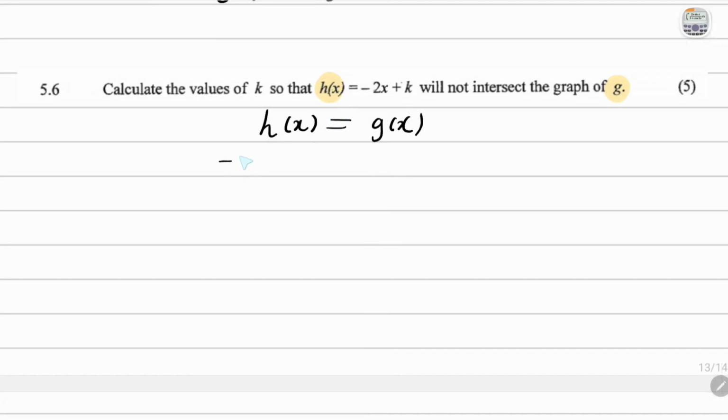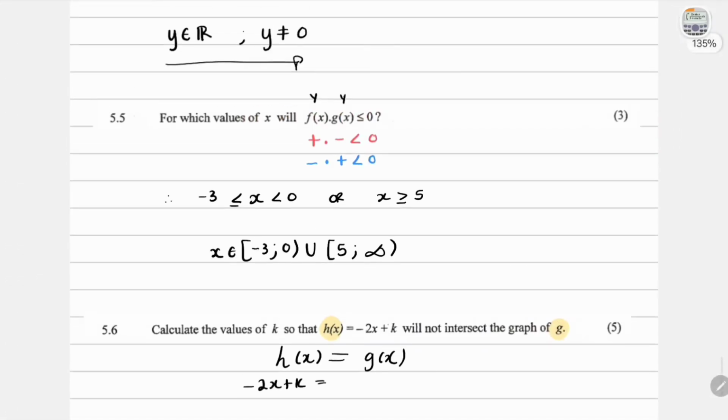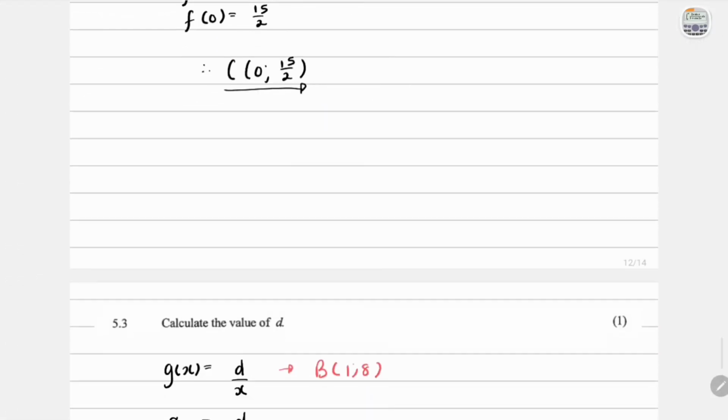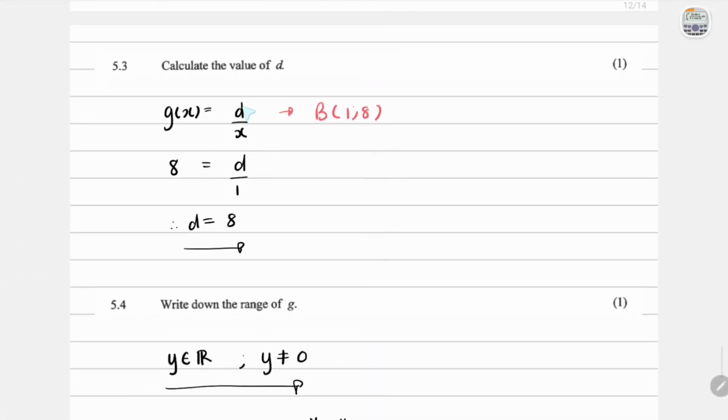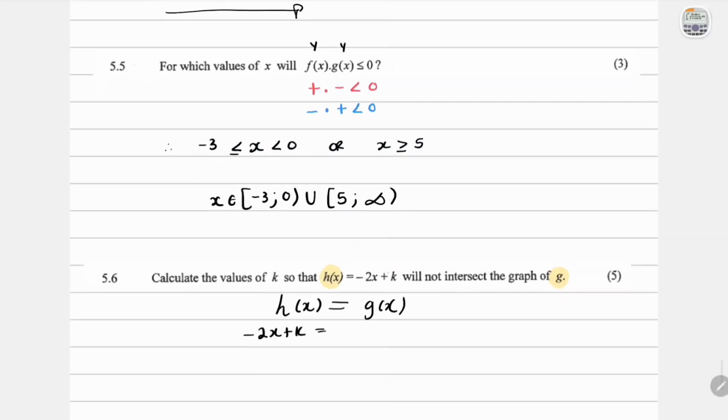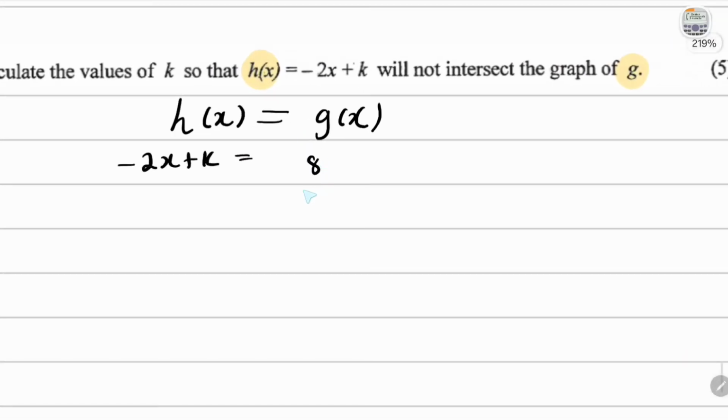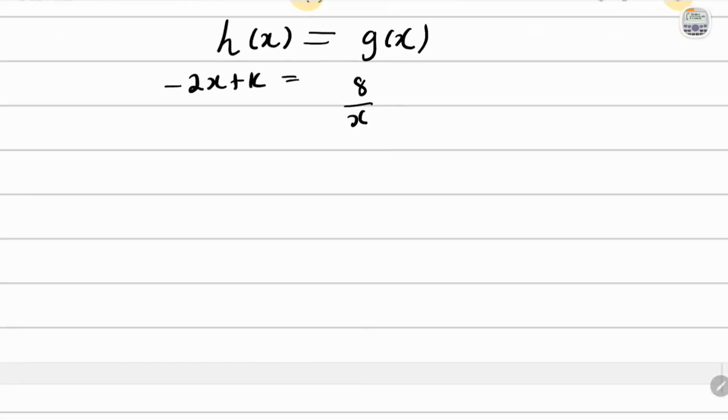Okay, so h of x is -2x plus k, and we know that g of x is our hyperbola, and only d was missing here, so we'll just put d as 8. So that is just 8 over x. Okay, let's simplify.